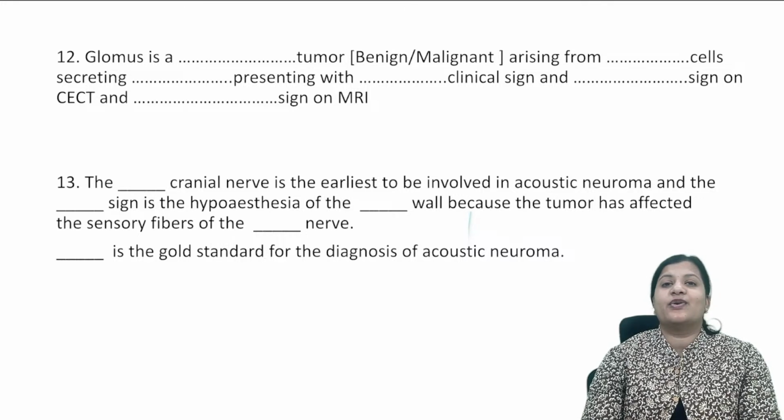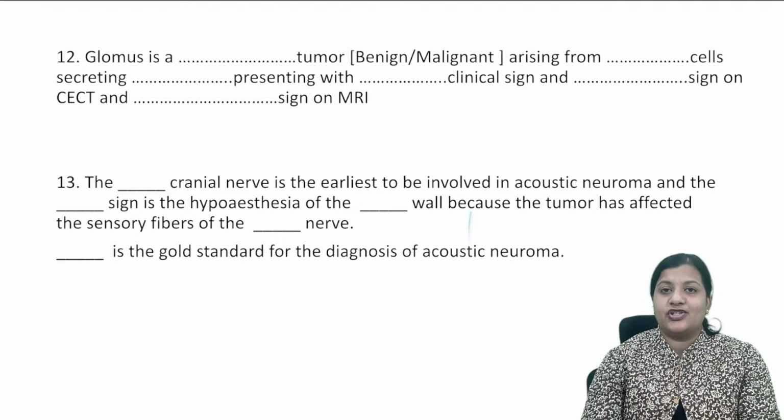Great. Now let's go to the next question. Glomus is a dash tumor. Is it a benign tumor or a malignant tumor arising from dash cells, presenting with what clinical signs? And dash sign on CECT and dash sign on MRI.